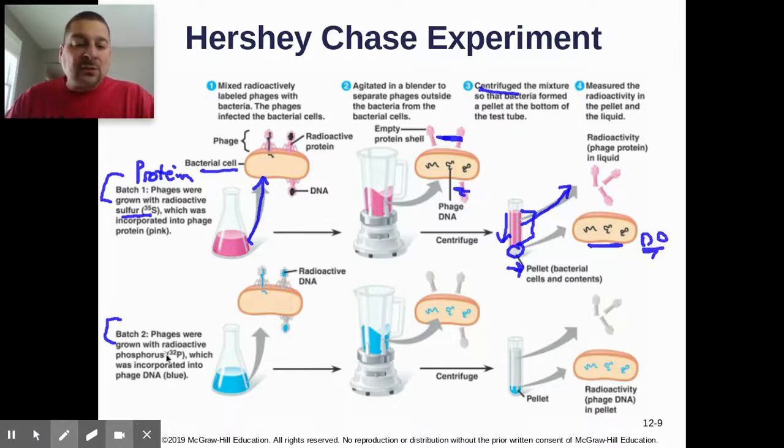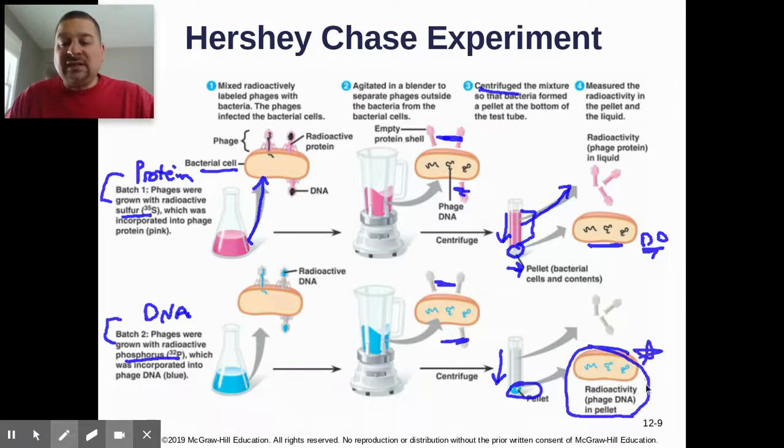Okay. Batch two, they used radioactive phosphorus. They knew that phosphorus was found structurally in DNA, but not in protein. And so they grew the bacteriophages in radioactive phosphorus, let them infect the bacteria, agitated them in the blender, which shook off whatever was on the outside, and centrifuged it to get all the bacteria to the bottom in this little pellet. And then they analyzed it, and the radioactivity was inside the cell. Okay, the radioactivity from the radioactively labeled phosphorus. Phosphorus is part of DNA, not protein.